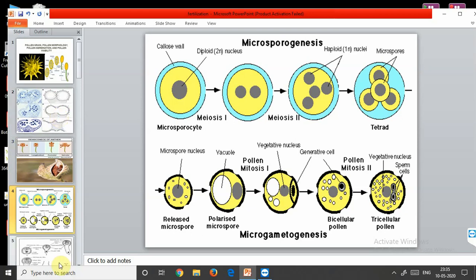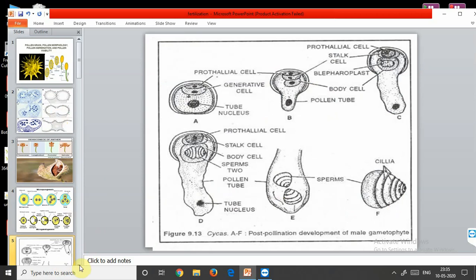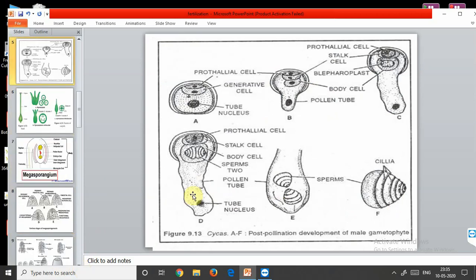Now we'll talk about these diagrammatic representations of what I told you, the post-pollination events, that is, the complete development of the male gametophyte.